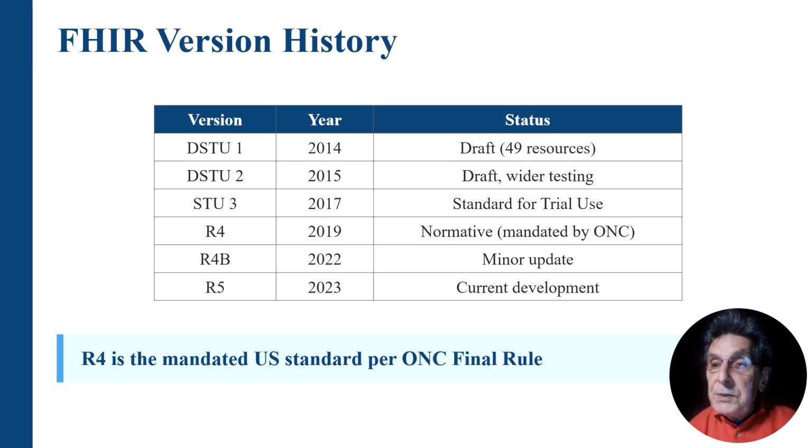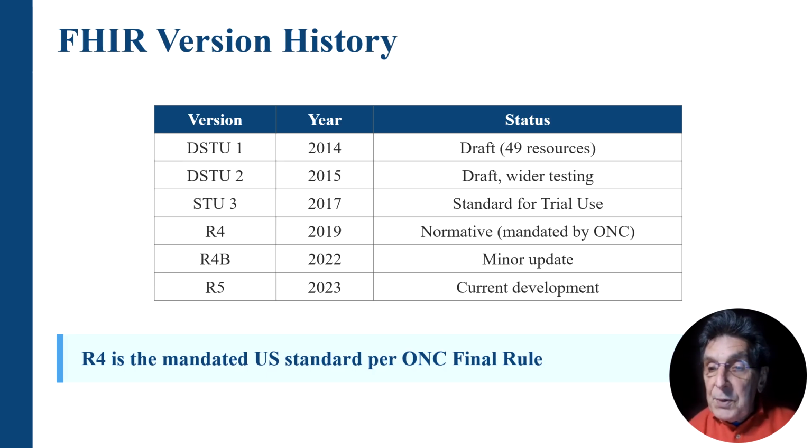And FHIR has evolved through several versions, and the version matters for compatibility. The DSTU1 came out in 2014 as the initial draft, and it was a standard for trial use with 49 resources. It was explicitly labeled as a draft, not ready for production use. Then DSTU2 came out in 2015, expanded testing and added more resources, but it was still in draft mode. STU3 came out in 2017 and was labeled as a standard for trial use, a subtle change reflecting growing maturity, but still not quite final.